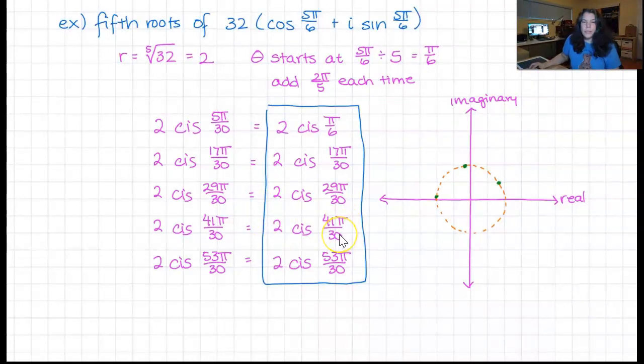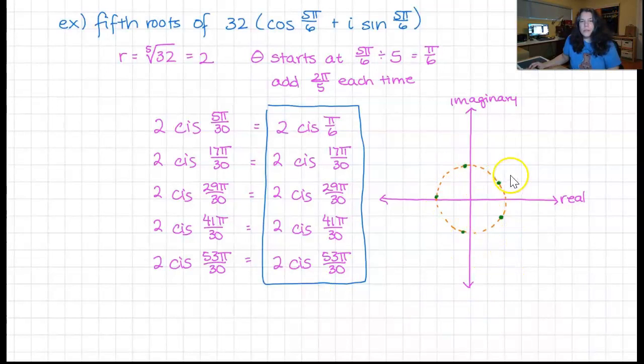Okay, so 30 goes into 41 once with 11 left over. 11 over 30 is a little less than 1/2. So this is a little less than 3 pi over 2. So I'll put it right there. And then 53 pi over 30. If I take out 30, that's 23 over 30. It's a little more than 3/4 of the way over. And estimate it like right there.